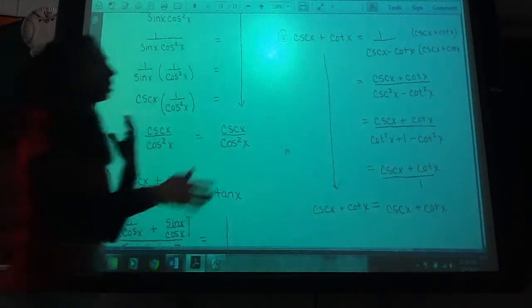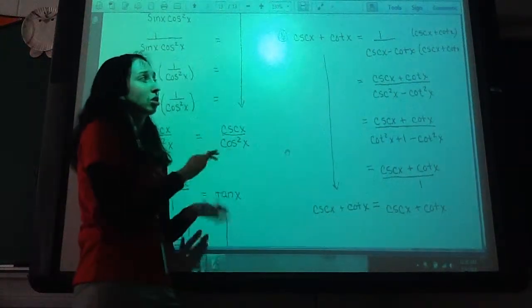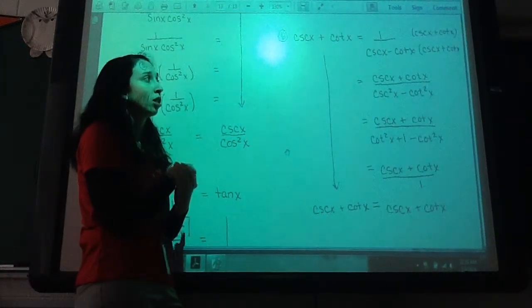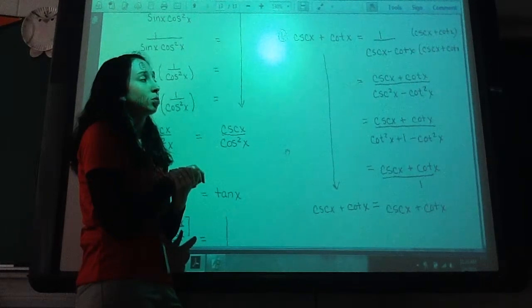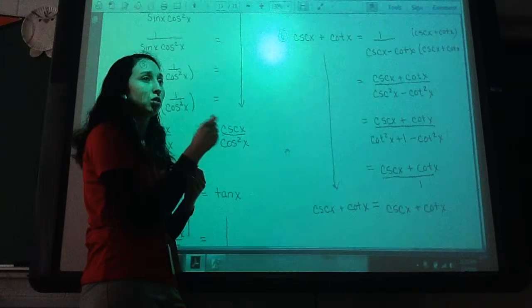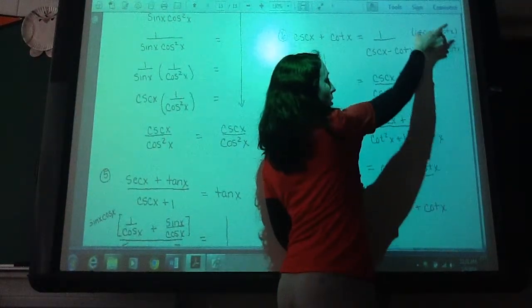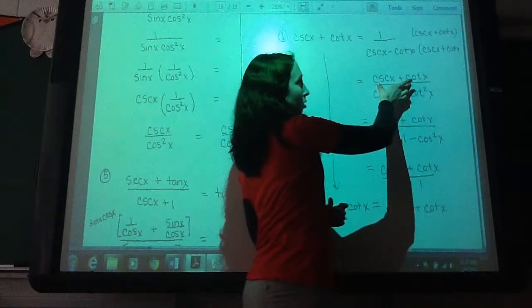And there's nothing I can do with these two by just multiplying by like a cosine or a sine to make them all completely go away. So what I did was I used the conjugate. And by conjugate I mean same functions, different middle sign. So cosecant plus cotangent on top and bottom. So our new top is cosecant plus cotangent.